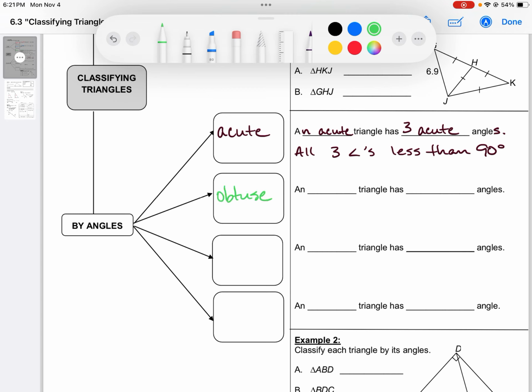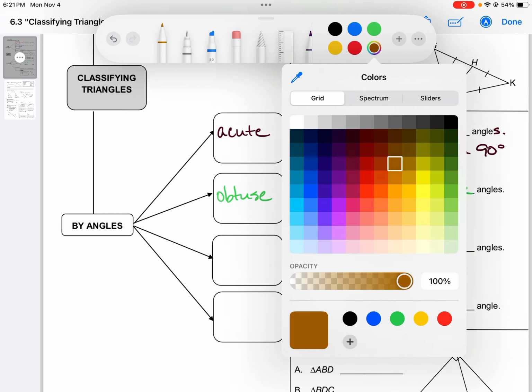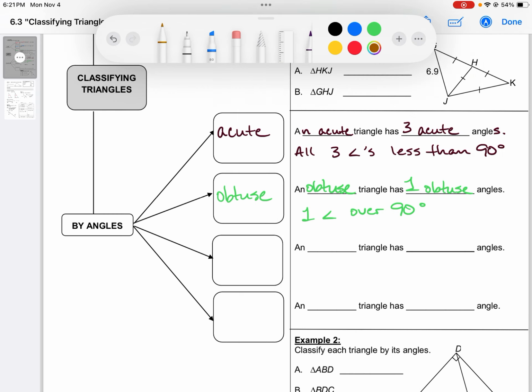So that's our first type. The second type is an obtuse triangle. And an obtuse triangle has one obtuse angle. So it can only have one, but it has one angle over 90 degrees. And by definition of the sum of angles in a triangle, if one is over 90 degrees, the other two can't possibly be over 90 degrees because then it would exceed 180. So an obtuse triangle has one obtuse angle.